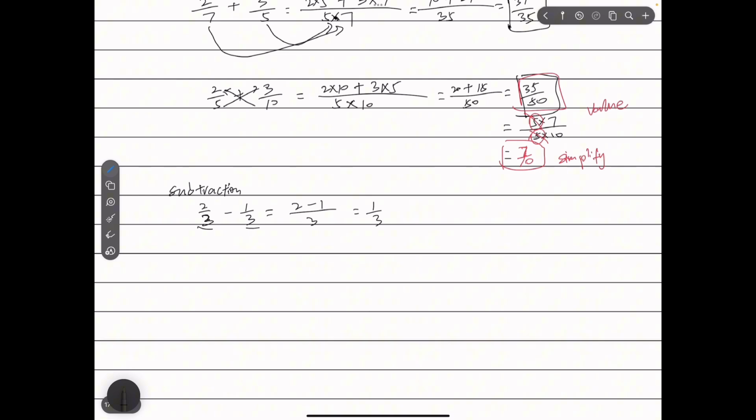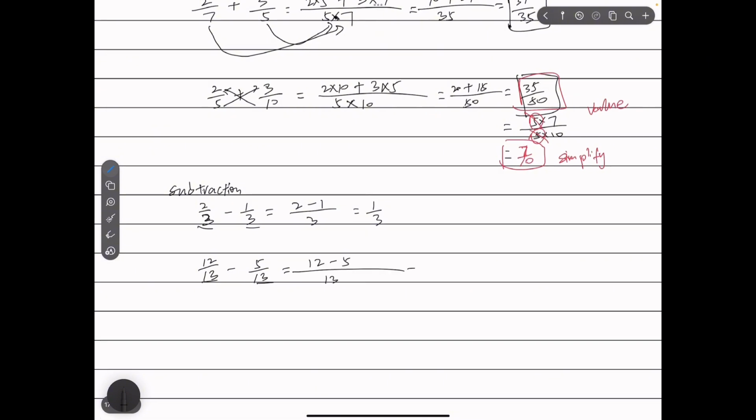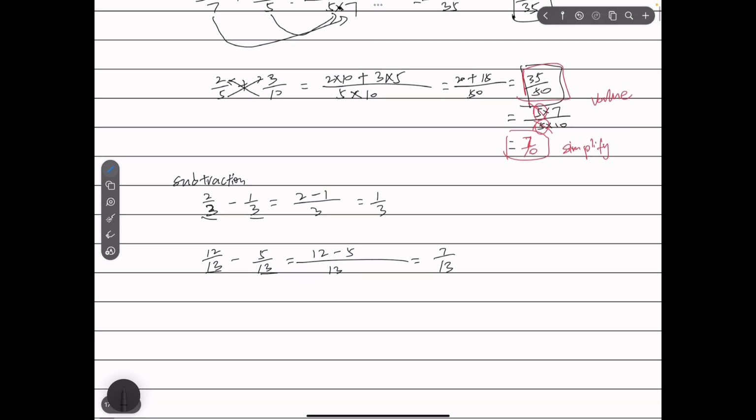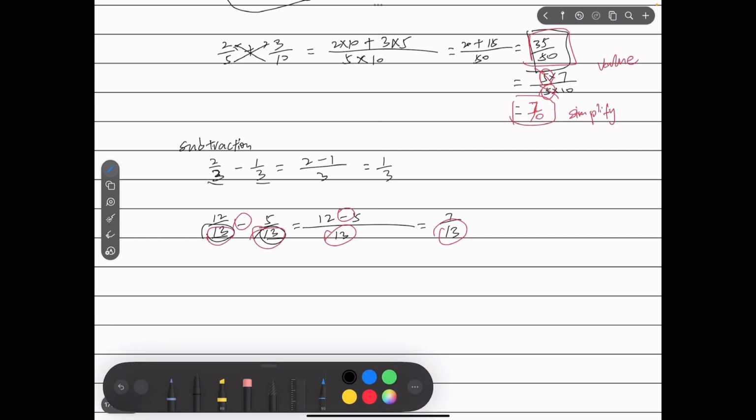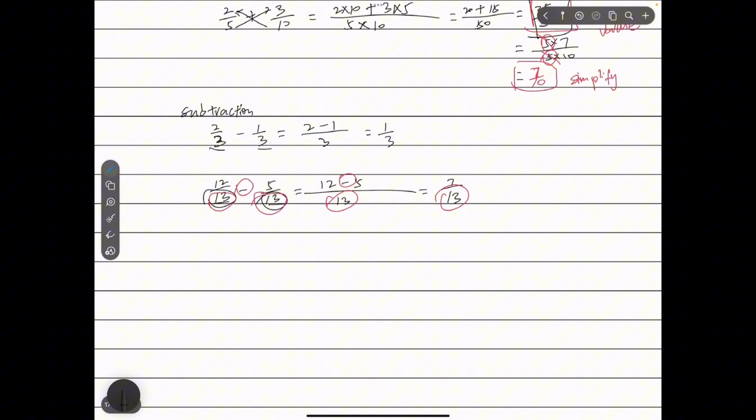Let's do another example. Let's say 12 over 13 minus 5 over 13. Same denominator, just copy that to the right and do the subtraction on the top. That will give us 7 over 13. We can only do that as long as we have the same denominator here. We can just copy the denominator and do the subtraction on the top. What if we have different denominators?